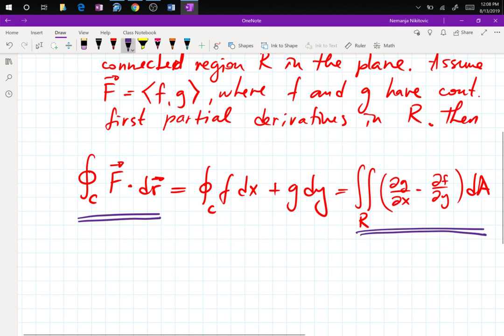Now you are setting up a double integral over the region. You have a question? Subtraction, yes, minus. I'll make it. There we go. Subtraction, good.